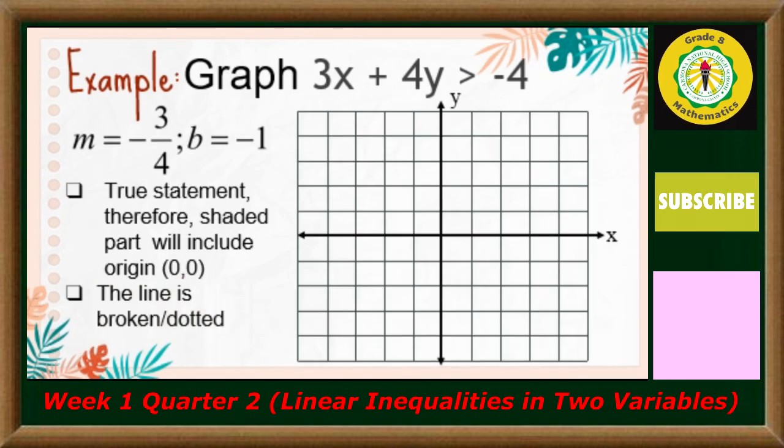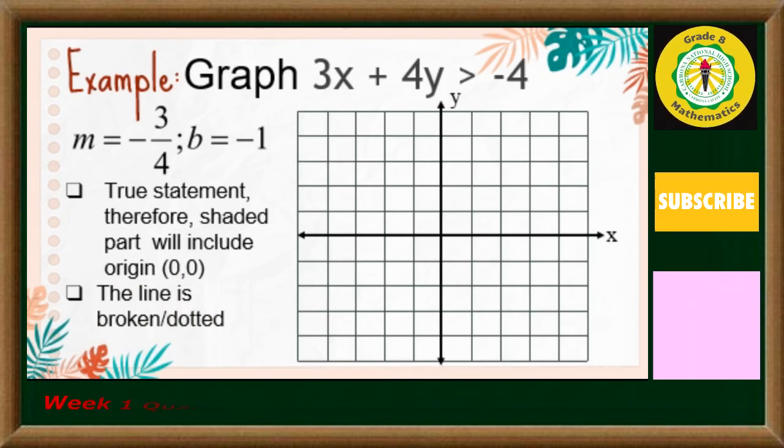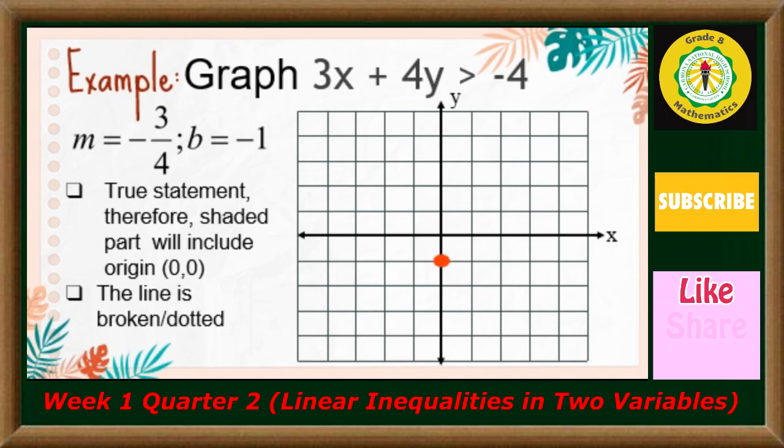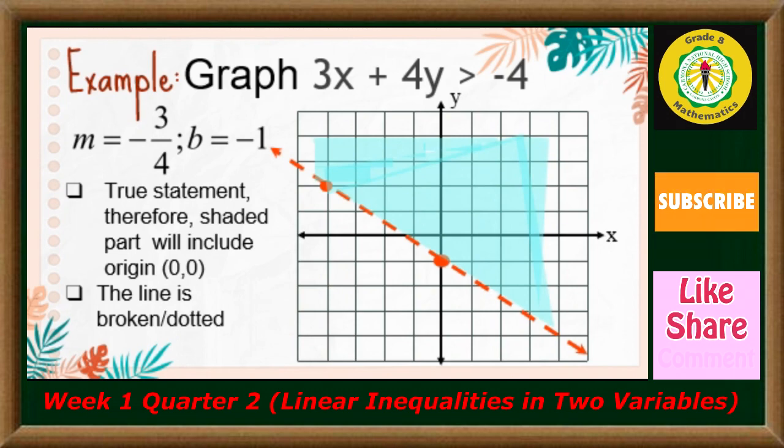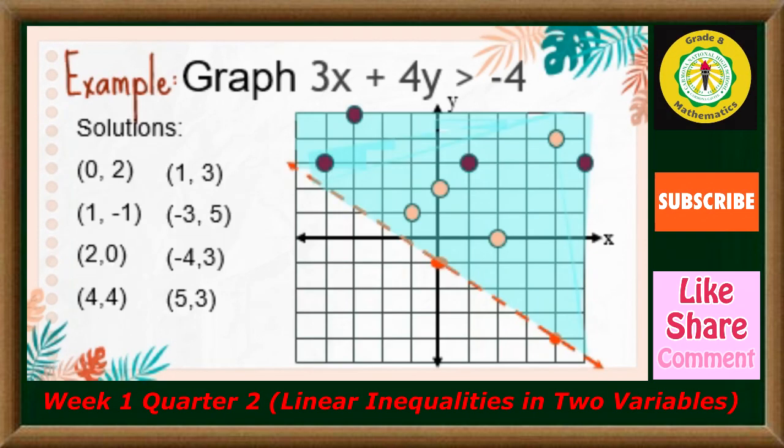Now let's graph. We have here negative 1 for the y-intercept and then the slope, which is negative 3/4. So this is a true statement, therefore the shaded part will include the origin 0 and 0. So the line is broken or dotted. So here are the solutions that will satisfy the given inequalities.